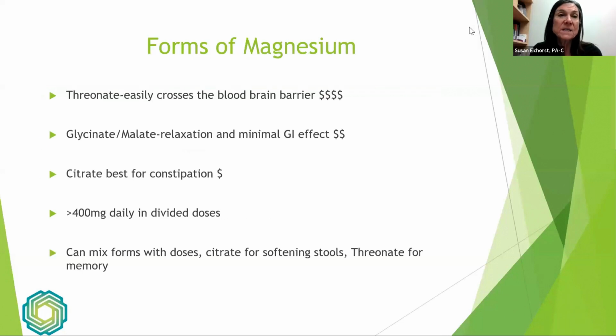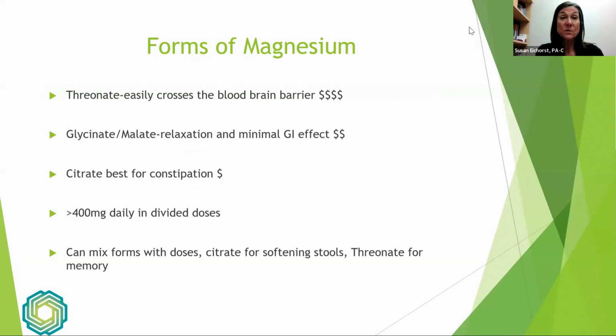Different forms of magnesium. The threonate crosses the blood-brain barrier pretty easily, but it's a lot more expensive, but really good for cognitive repair. The glycinate and malate forms act as relaxation with very minimal GI effects. Citrate's best if you have some constipation, and you can dose that to where your stools are a little looser and comfortable to pass and then back off.